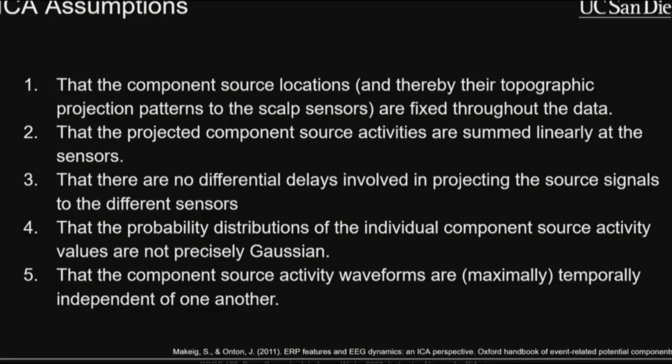And fifth, the component source activity waveforms are maximally temporally independent of one another. This one is a harder one to validate. It would be difficult to go into why this is the softest of these. This one we have to put some trust into. The other 4 are relatively stable, but this 5th one is probably true with most of the signals that you're recording from EEG, but it's difficult to say if it's guaranteed to be true.